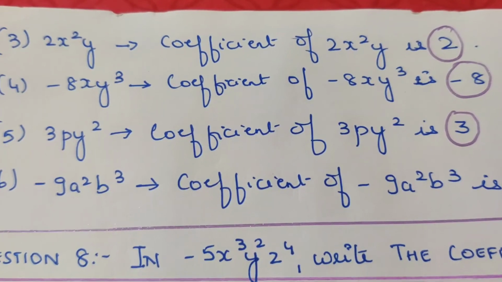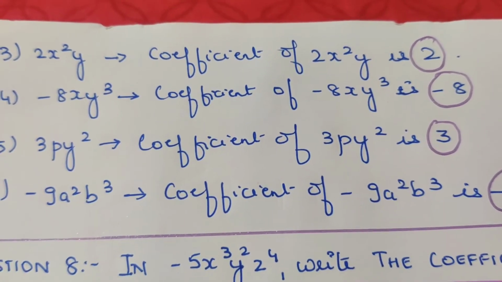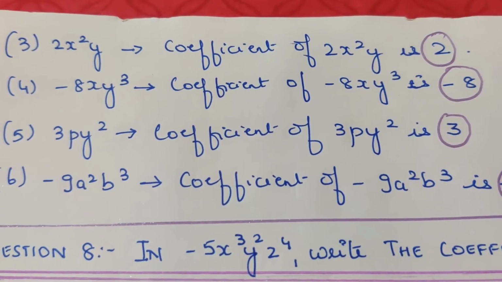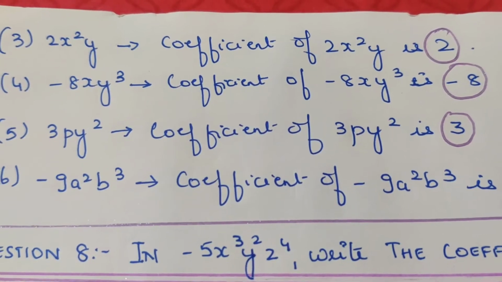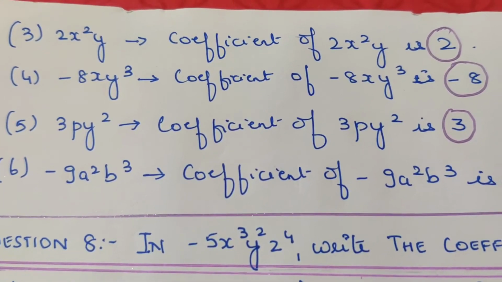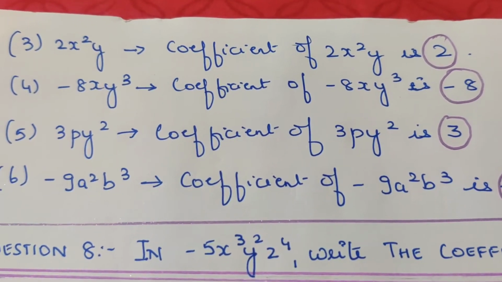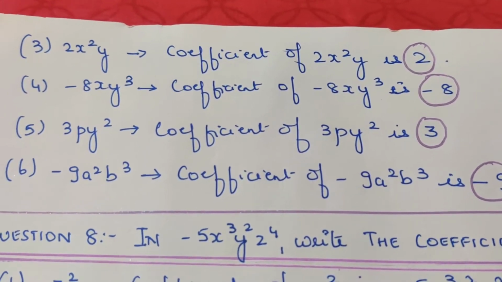3py square. The coefficient of 3py square is 3. The number present there is 3. Therefore, the numerical coefficient is 3. Minus 9a square b cube. The coefficient of minus 9a square b cube is minus 9.